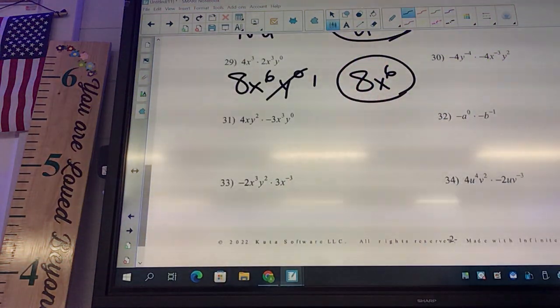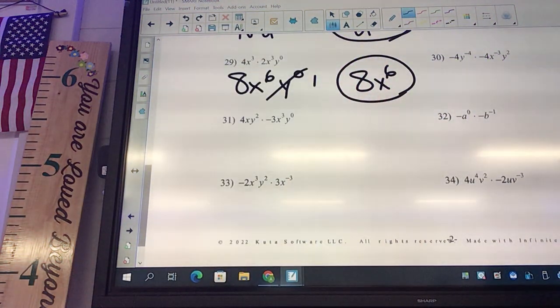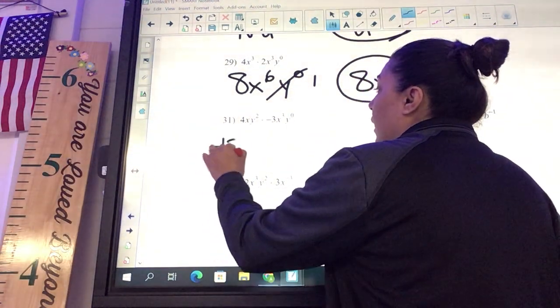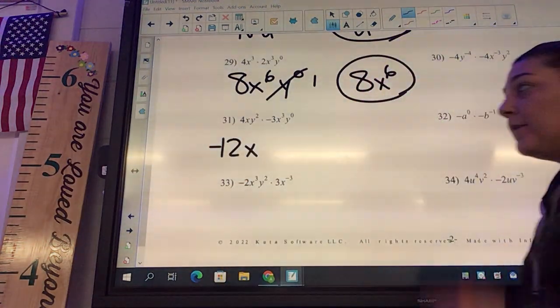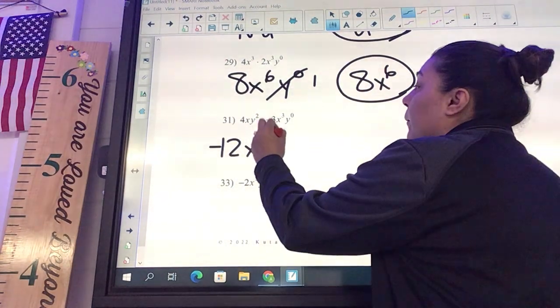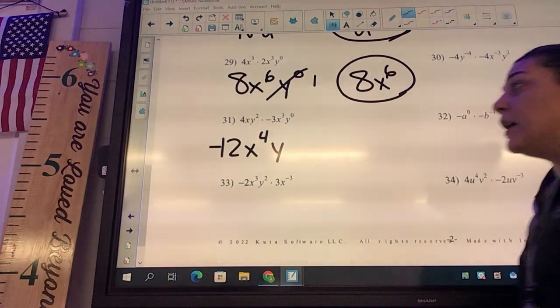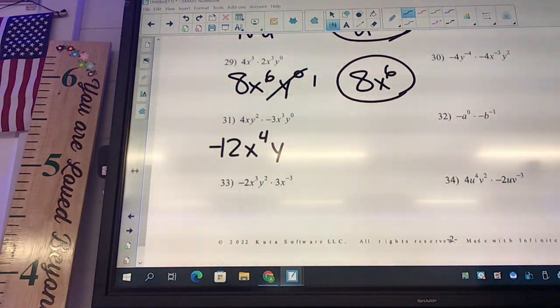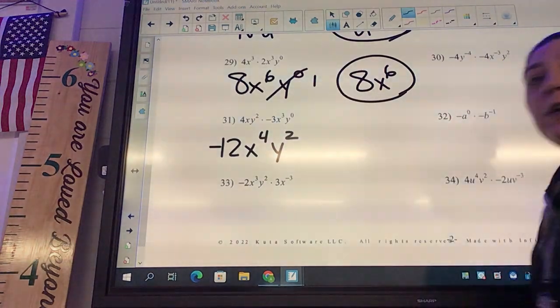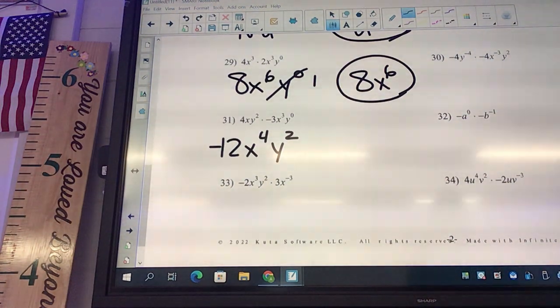Okay, 31. Multiply your bases. -12. X to the what? 4. Y to the what? 2. Do we need to convert? No.